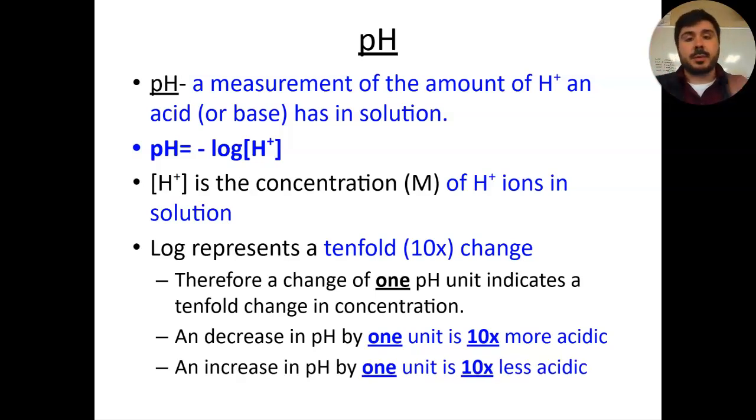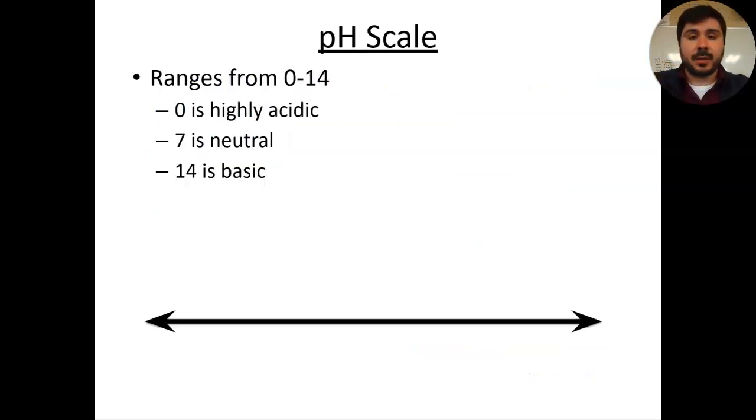Whereas on the flip side, let's say we go from 4 up to 5. That's going to be a change in pH of only 1 unit, from 4 up to 5. But that change in the concentration of those H plus ions is going to be 10 times, in this case a 10 times decrease, making it less acidic. And I'll explain and flesh that out more in class.